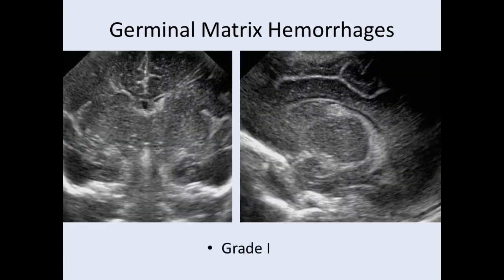Another example of a small grade 1 hemorrhage on the left in this patient. We see an asymmetric echogenic area, again at the caudothalamic groove, on both coronal and sagittal images, and this just again represents a small grade 1 bleed.